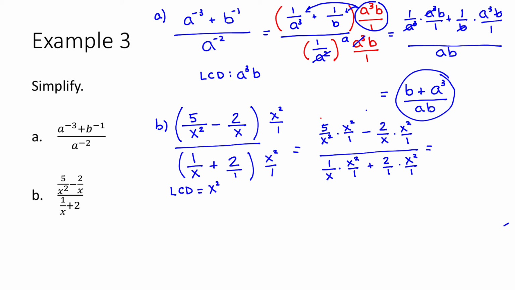And now we simplify. X squareds cancel, and I have 5 minus x goes into x squared x times, and I have a 2x left. X goes into x squared x times, and that's a plus 2x squared. Now notice there's a common factor of x in the denominator, but if I did factor, I wouldn't be able to simplify, so I don't need to factor. And that's my final answer.